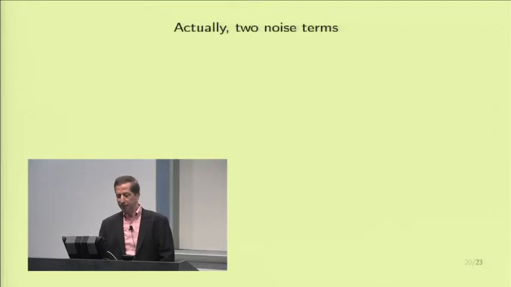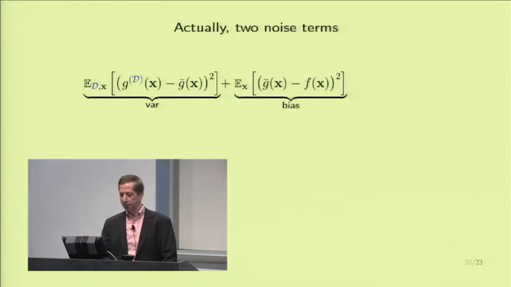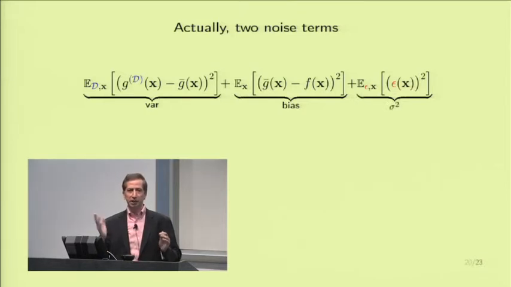Well, you will see that there are actually two noise terms that come up. So this is the variance term. This is the bias term, and this is the added term, which is just sigma squared, the energy of the noise.